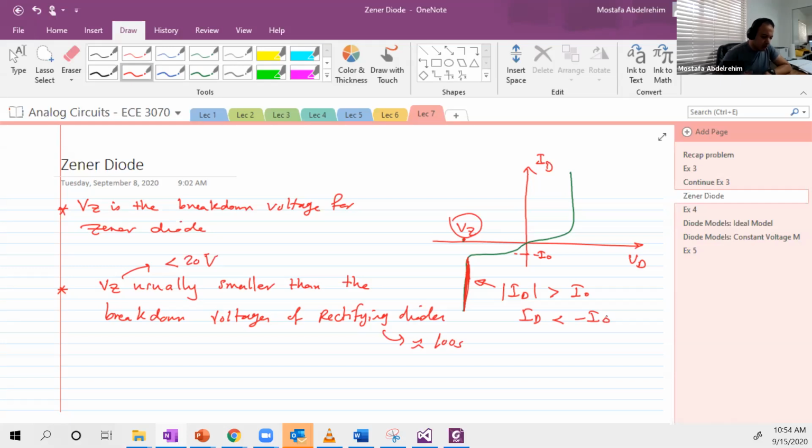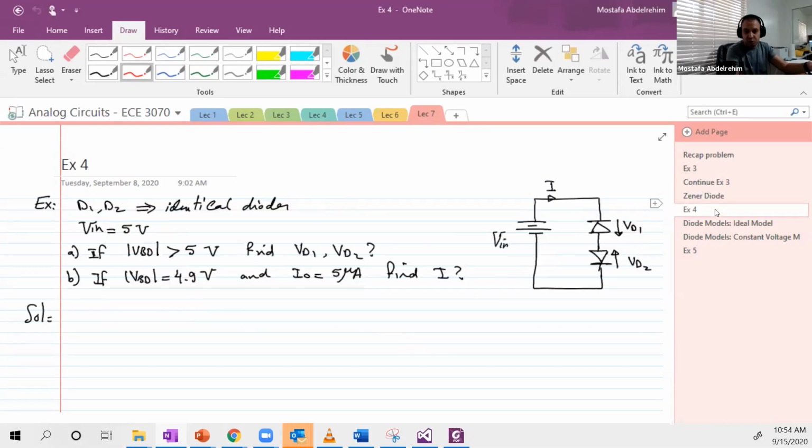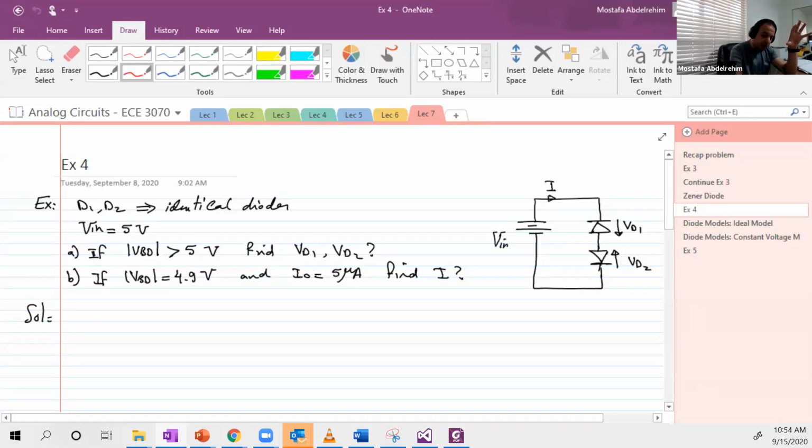Okay. So let's have another example. I just bring it to your attention because we will take it tomorrow in the lab, but we will take applications for it maybe after 3 lectures or something. So let's have another example. This one is similar to example 3 and 2, especially example 2. In example 2, we have 2 diodes in the same direction, like this.